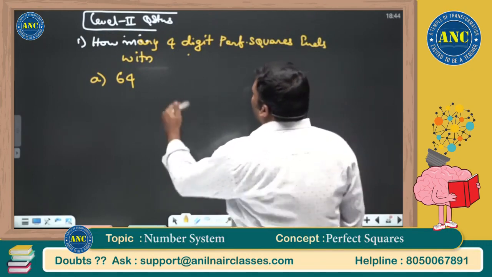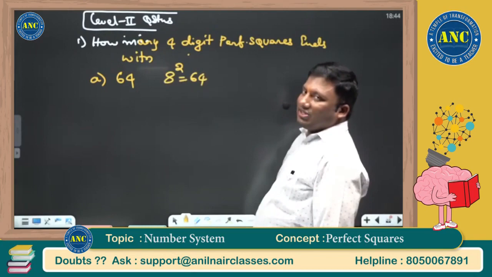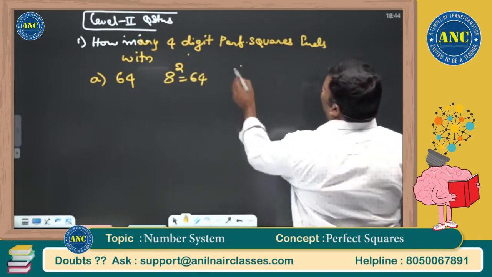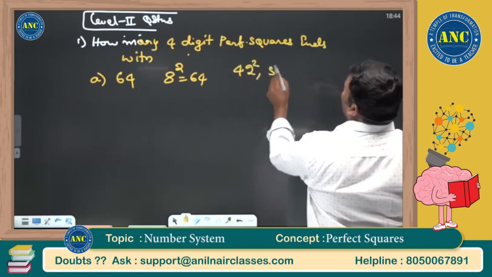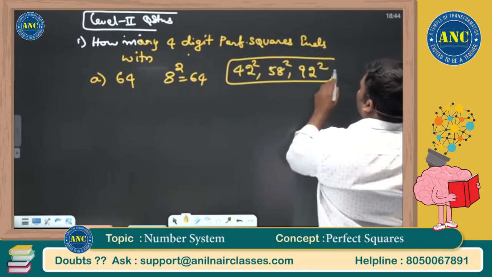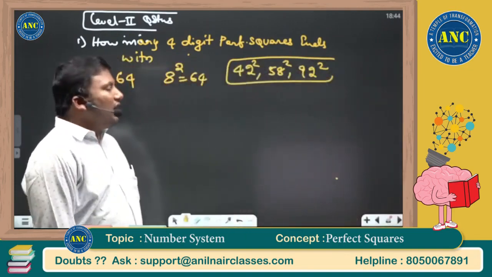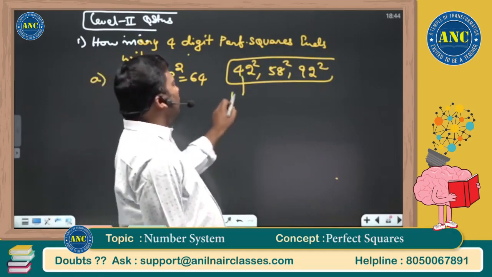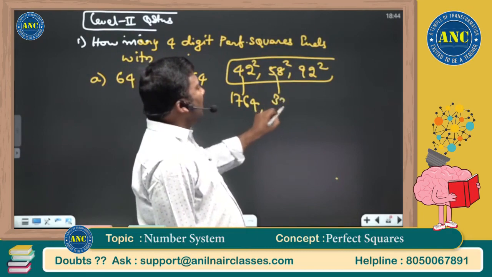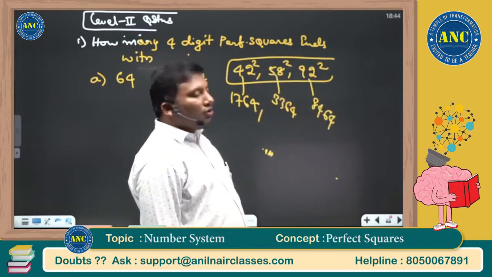Step number 1. What is the smallest number whose square I get 64? 8 square is 64. Once you get x square, then all the logics are simple. 50 minus 8, 42 square; 58 square; 92 square. These are the 3 four-digit perfect squares which end with 64. 42 square is 1764, 58 square is 3364, 92 square is 8464.